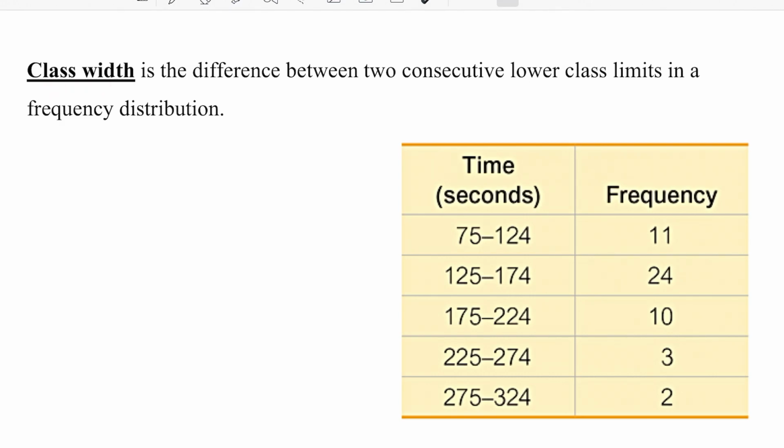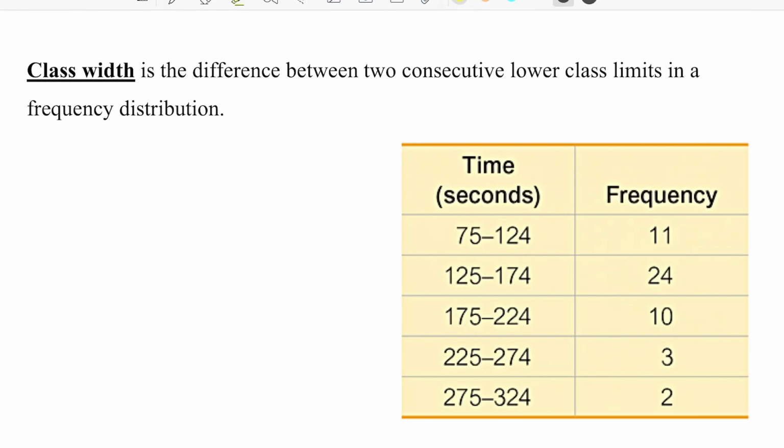Class width is the difference between two consecutive lower class limits in a frequency distribution. To find the class width, we are going to choose two consecutive classes. It can be the first and the second, or the fourth and the fifth, or the second and the third. It doesn't matter as long as the two classes are consecutive.